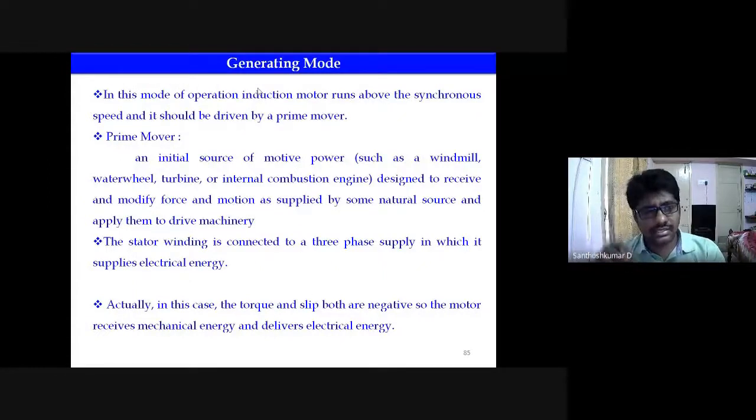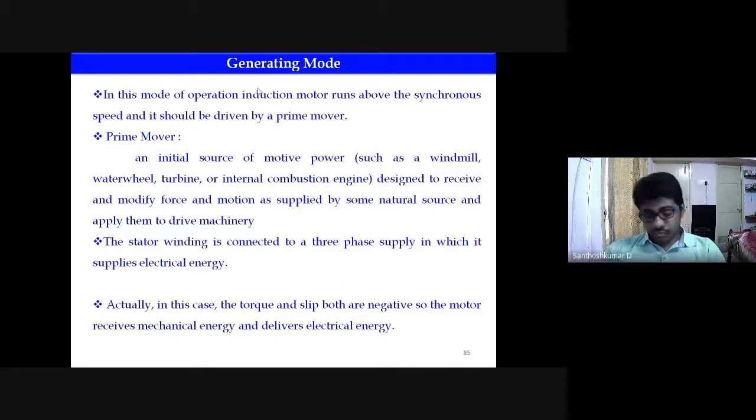Nr should be greater than Ns, that is the generating mode. So how is it possible, sir? The initial source of motive power, such as windmills, water mills, turbines, and internal combustion engines, is designed to receive and modify force and motion applied by some natural source and apply it to the driven machinery.